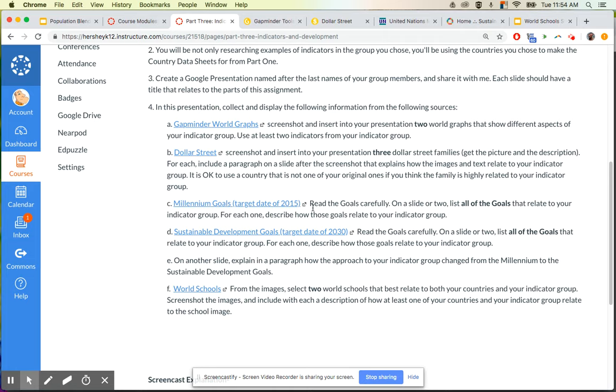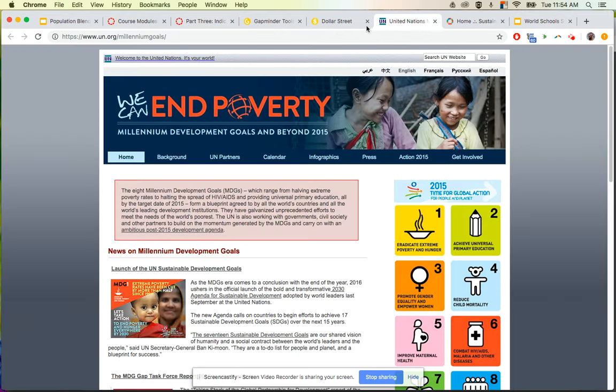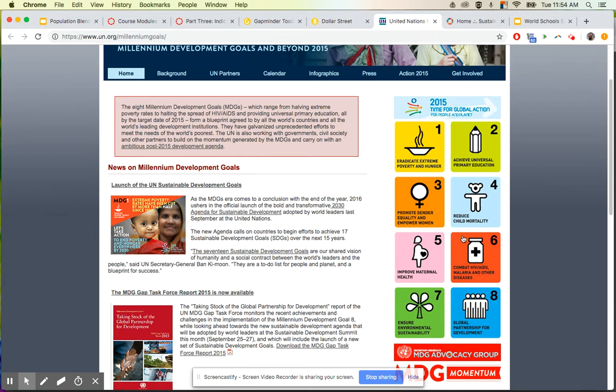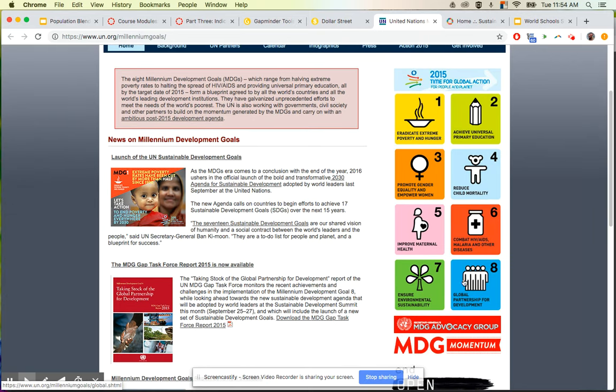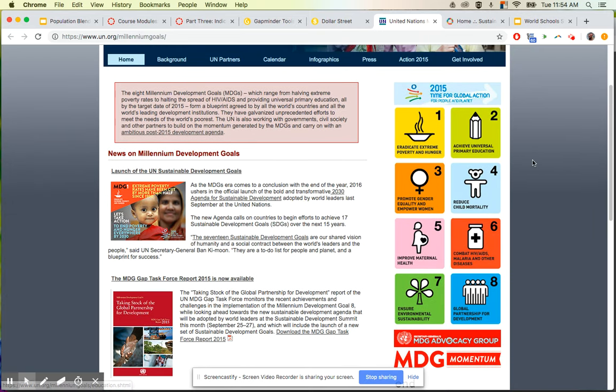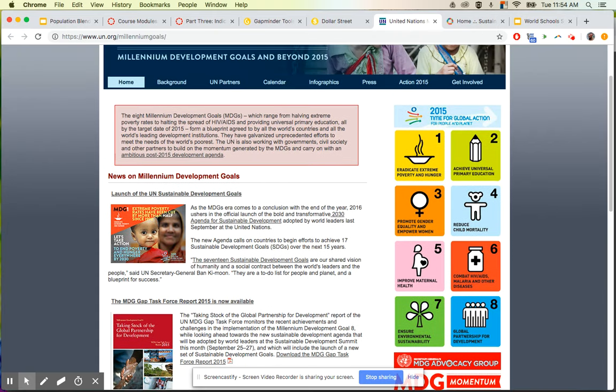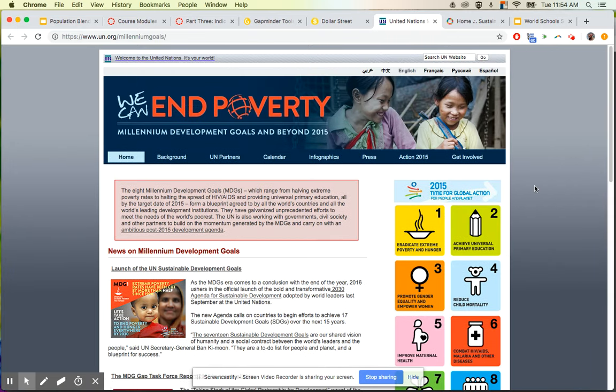For each of the goals, read the goals carefully. On a slide or two, list all of the goals that relate to your indicator group. For each one, describe how those goals relate to your indicator group. So make sure you explain how they relate. The Millennium Goals look like this. Here are the goals over on the right. You can click any one to get an update on statistics or any kind of description of what those goals mean. If you want to, you can always also take a little screenshot of the special symbol to put into the presentation.